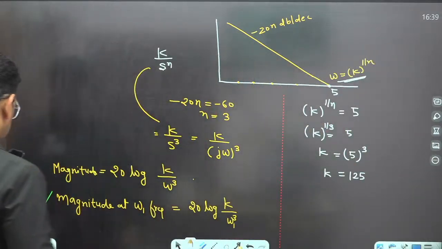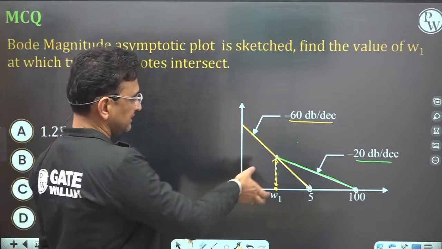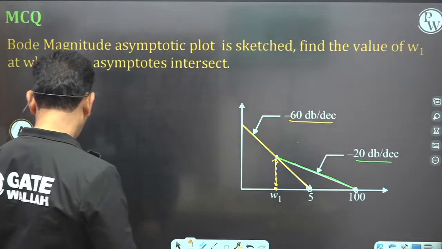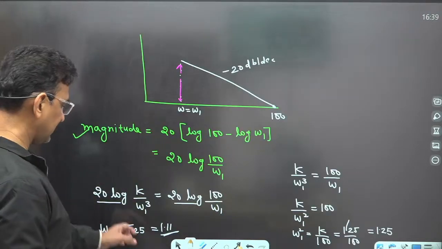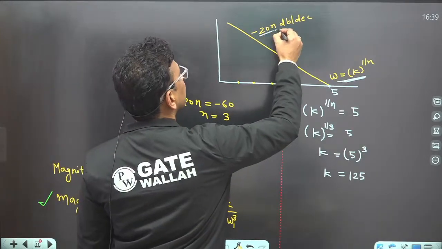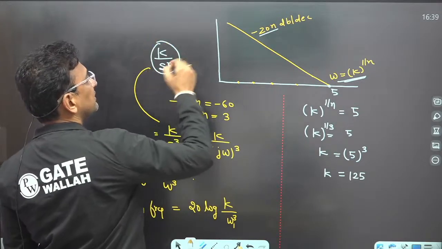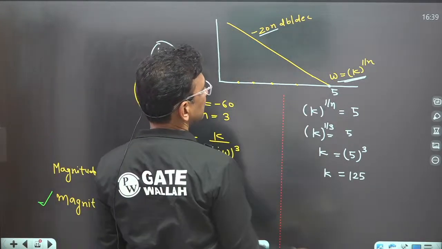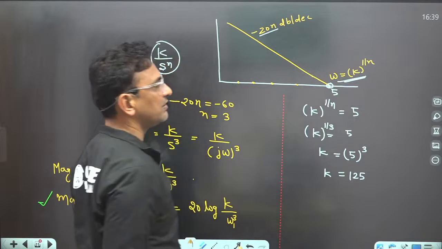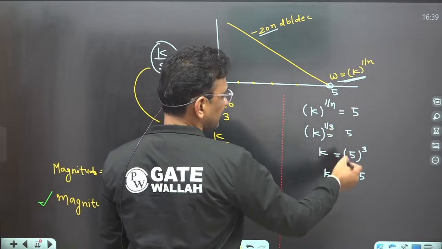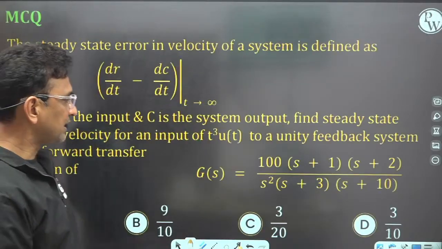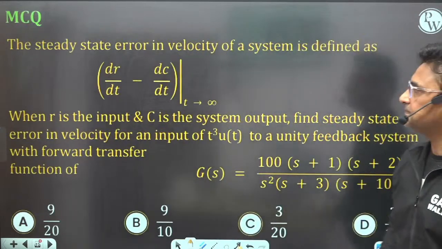So see, what I have done, I found this magnitude using the yellow line equation and the green line equation. I equalized these two magnitudes and found the value of k. I know that for the factor of k upon s^n, the Bode plot is a straight line of slope minus 20 n decibel per decade, and this straight line cuts the x-axis at omega equal to k raised to the power 1 upon n. So by using this, find the value of k and put it here, you will get the value of omega 1. Okay, so now move to the next question.